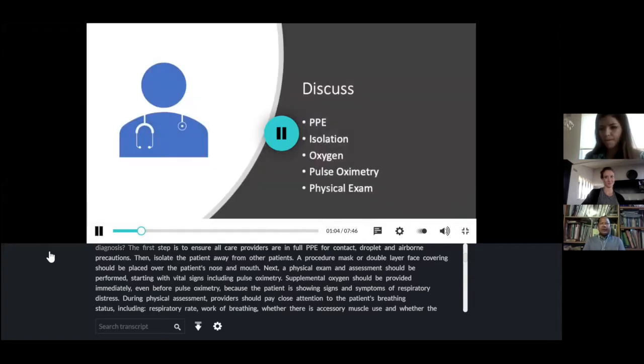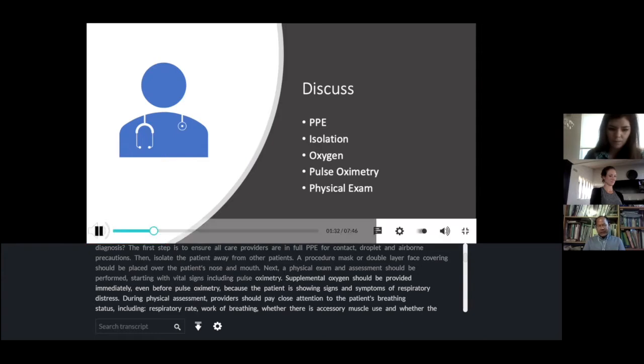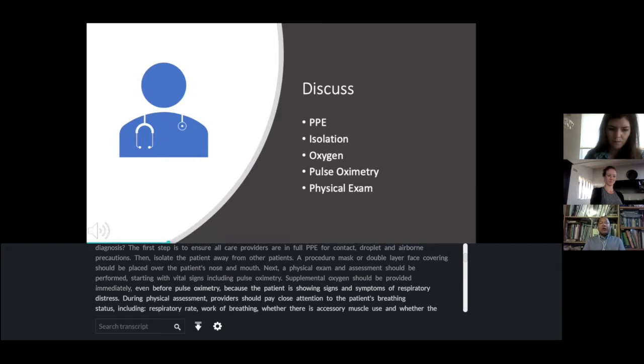The first step is to ensure all care providers are in full PPE for contact, droplet, and airborne precautions. Then, isolate the patient away from other patients. A procedure mask or double layer face covering should be placed over the patient's nose and mouth. Next, a physical exam and assessment should be performed, starting with vital signs, including pulse oximetry. Supplemental oxygen should be provided immediately, even before pulse oximetry, because the patient is showing signs and symptoms of respiratory distress.